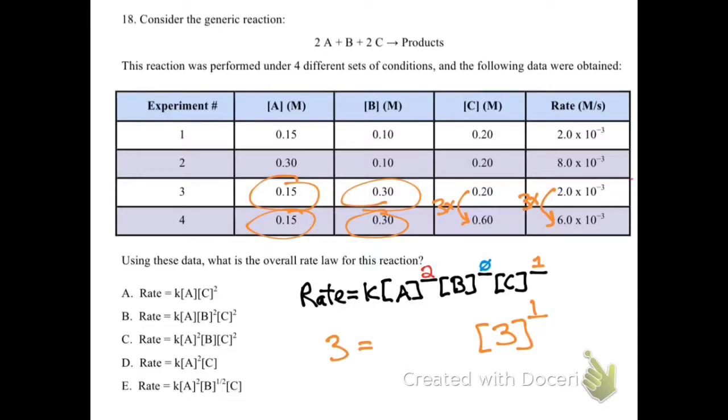So here is our overall rate law, and any number to the 0th power is just 1, so we can get rid of the B to the 0th. So we can simplify this and just make it here, choice D.